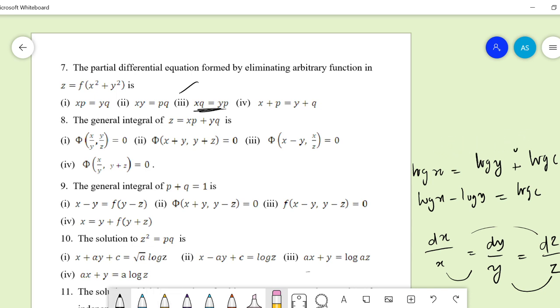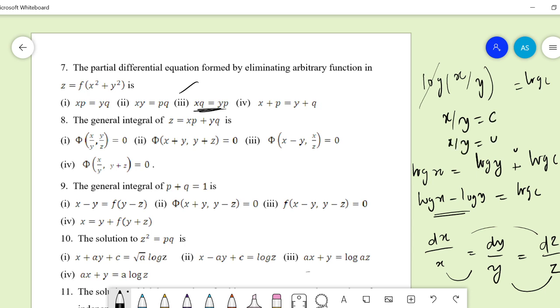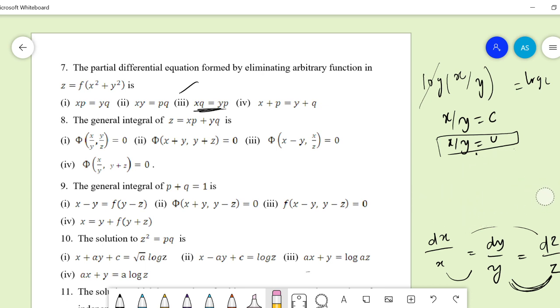Log x minus log y, which is of the form log m minus log n, can be written as log of x divided by y equals log c. So log and log get cancelled, x by y equals c, and finally x by y is equal to some constant u. Similarly, if you equate y and z, dy by y equals dz by z, we will be getting y by z is equal to some v.